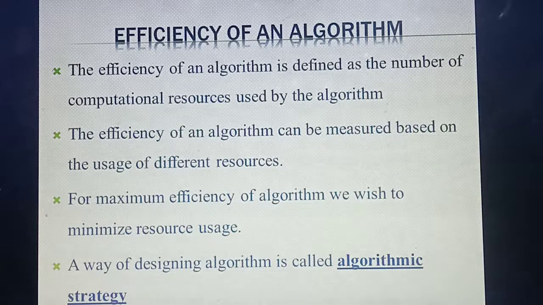That is the minimize resource usage. Okay. So a lot of resources will be there, but based on your algorithm, you are going to minimize the resource usage. Understood? Okay. The last line is very, very important.